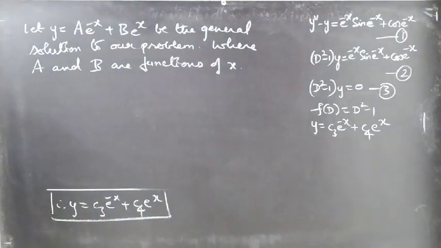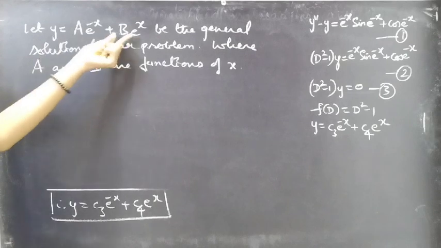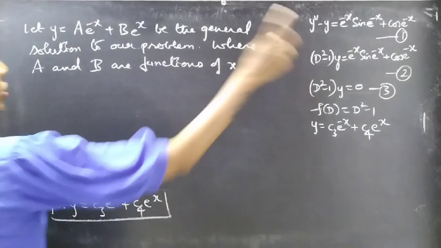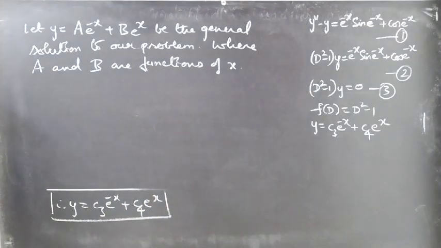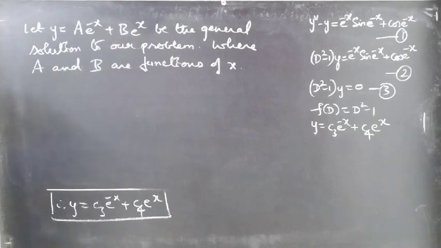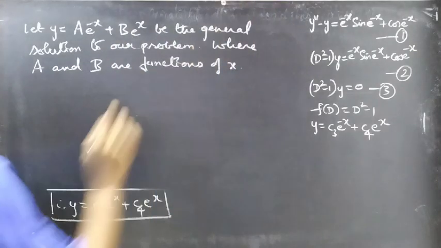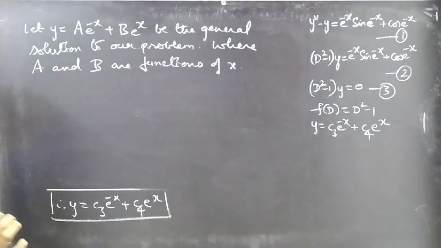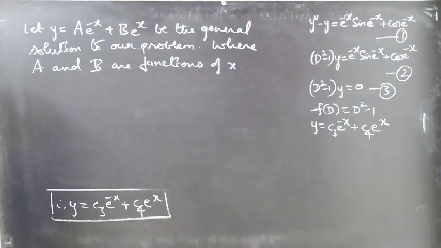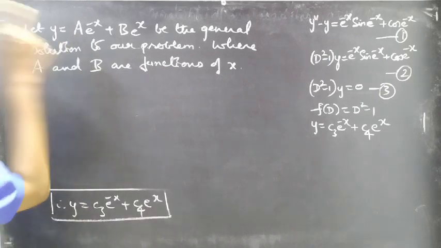We are saying that y equal to a e^(-x) plus b e^x is the general solution to the given equations. So we can say that y equal to a e^(-x) plus b e^x is a solution to equation 1, which is nothing but it satisfies equation 1. So let's find y double dash and substitute y double dash and y in equation 1. We are going to find y dash and y double dash using this y.